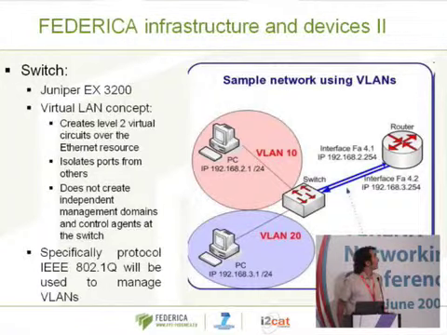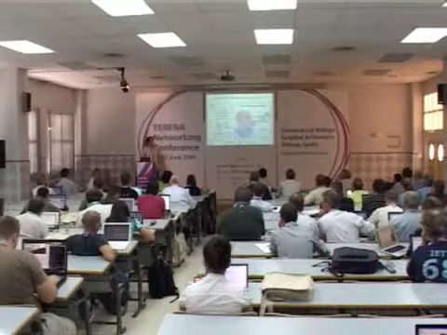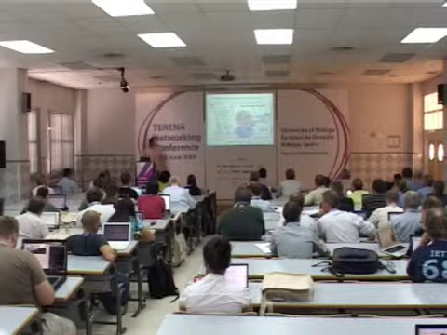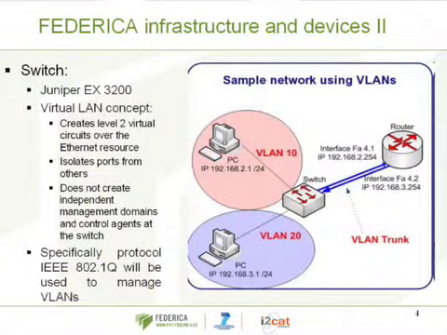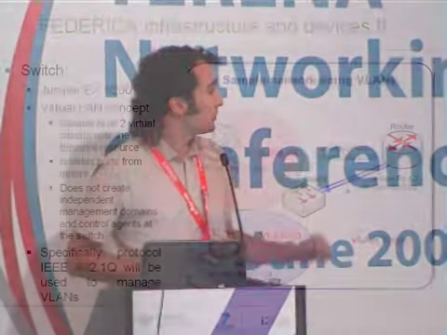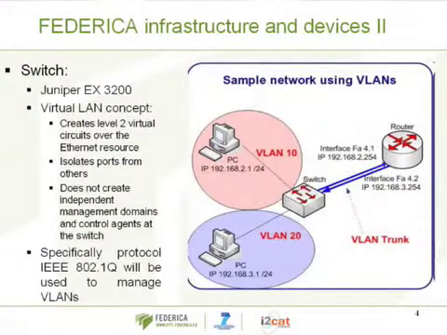The first device I'm going to explain is the switches. We are going to use Juniper EX3200, and the way we are going to virtualize is with the VLAN concept. The VLAN permits the isolation of the ports of the switch, but it doesn't permit creating independent management domains. But for the purposes of Federica, it's enough if we can isolate one port from the other, because then we can create one virtual LAN and isolate it from the others. Specifically, we will use the 802.1q protocol to manage the VLANs.